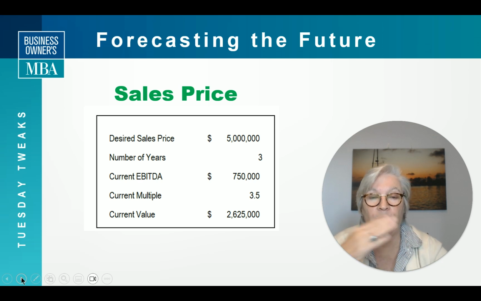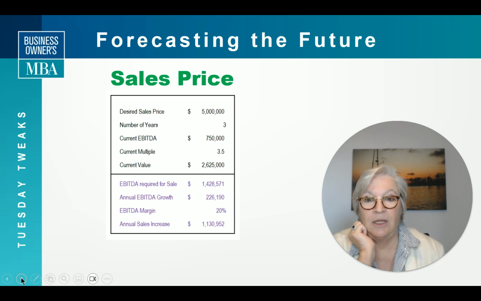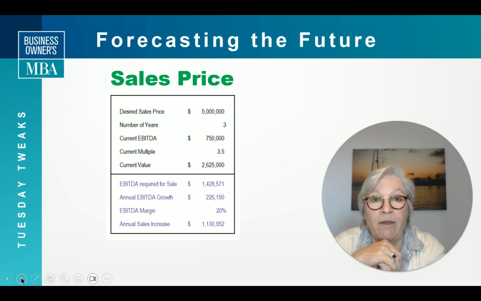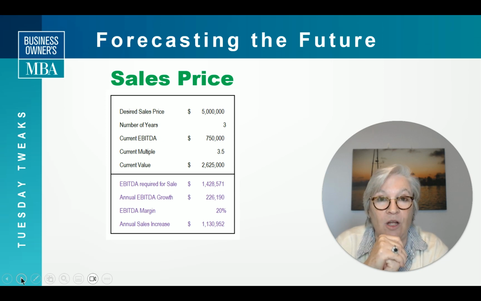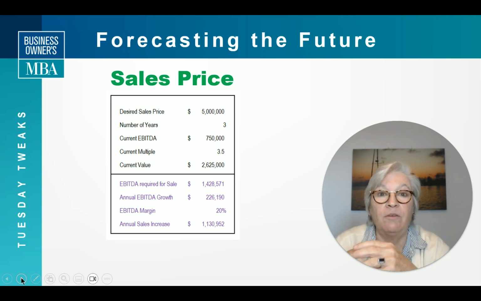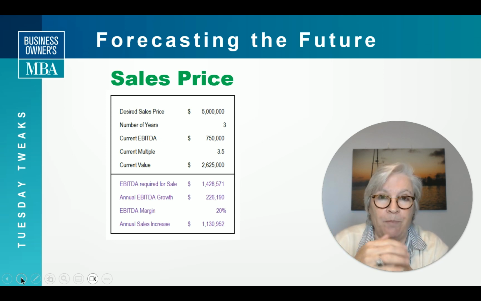So how are we going to grow to get a value of $5 million? Well, we're going to look at our EBITDA. To hit that $5 million value, we're going to have an EBITDA of 1.4 or 1.430, all right? Which gives us an annual EBITDA growth of $225,000. So that's about a third of what our current EBITDA is, with a 20% EBITDA margin. So our annual sales have to increase by $1.1 million.